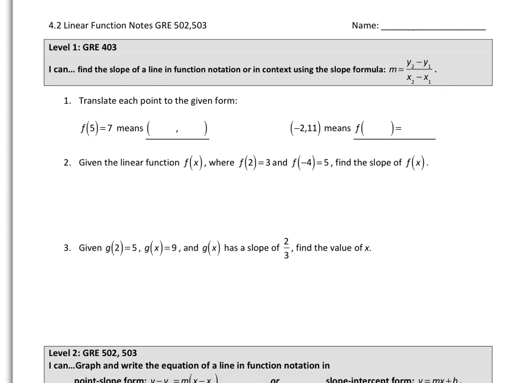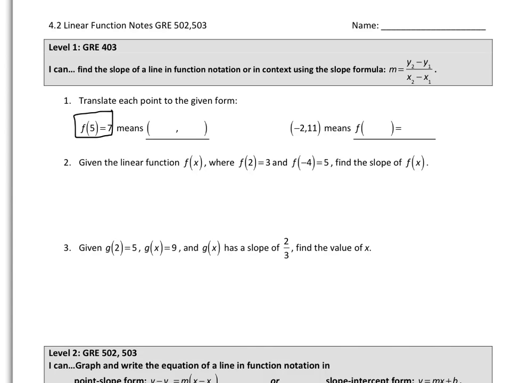Alright, so in level 1, we're going to be finding slope, or dealing with problems with slope. Now, it's important for you to understand that 4.2 is very similar to 1.1, the first objective of the year. So a lot of this is going to be a review. Now, the one thing that is not review is this notation right here.